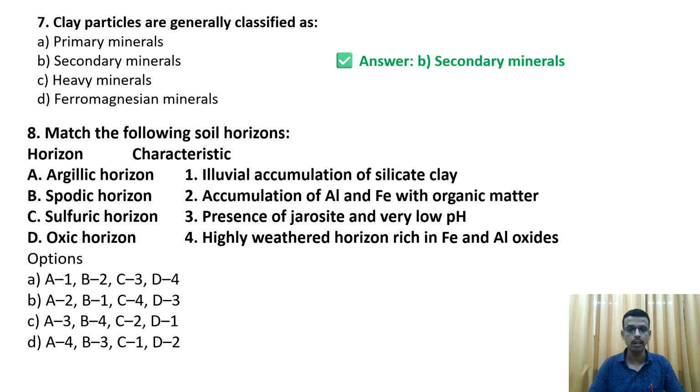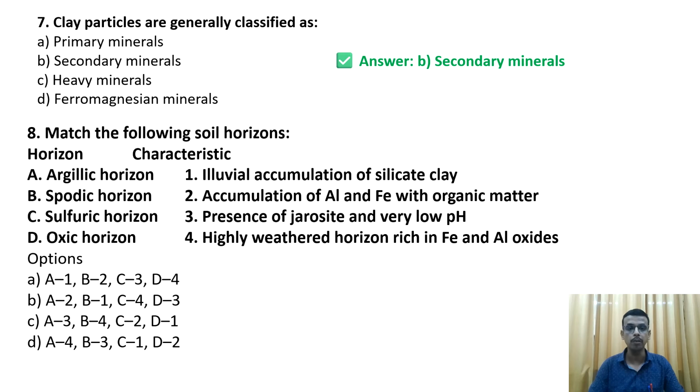These are all examples of endopedons, denoted as horizons: argillic, spodic, sulfuric, and oxic. Again, for ease of discussion, I have kept the characteristics side by side. Argillic horizon means there is illuviation of clay, the accumulation of silicate clay in the subsurface horizon. That is the characteristic of argillic horizon. This is very important. Spodic horizon is related to organic things: accumulation of aluminium and iron along with organic matter.